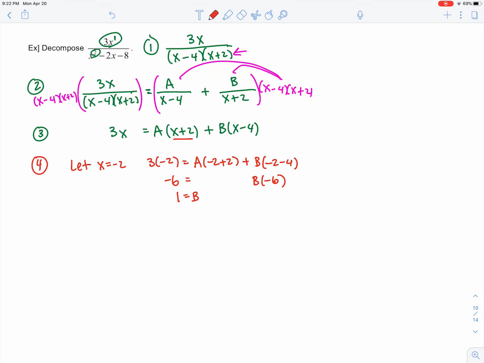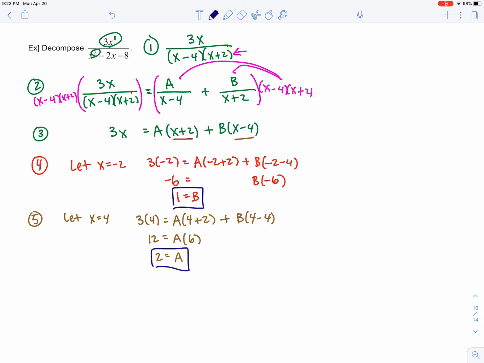We can do that one more time by noting that B is being multiplied by x minus 4. So if I let x be equal to 4, I should zero out that term and be able to solve for A. So let's let x equal 4. I'm replacing every single x value with 4. Okay, so I get 3 times 4 is 12. A times 6 plus 0. Divide both sides by 6 and I get A equals 2.